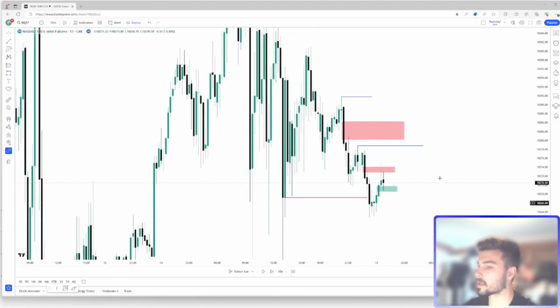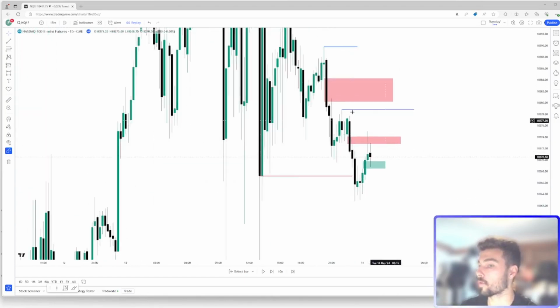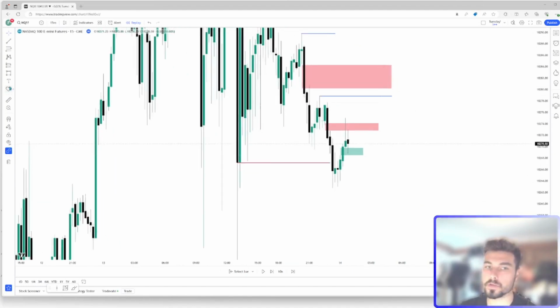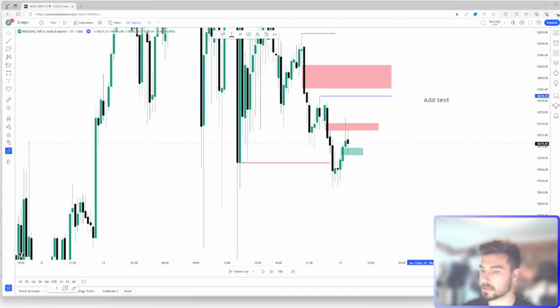Where else might the market target? Liquidity or imbalances. So if the market were to run up past this high, it would make sense because there's also an imbalance above this swing high. So at this point in time, there's really only two options.